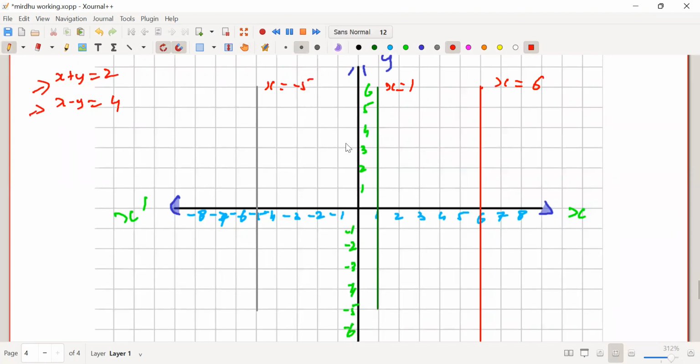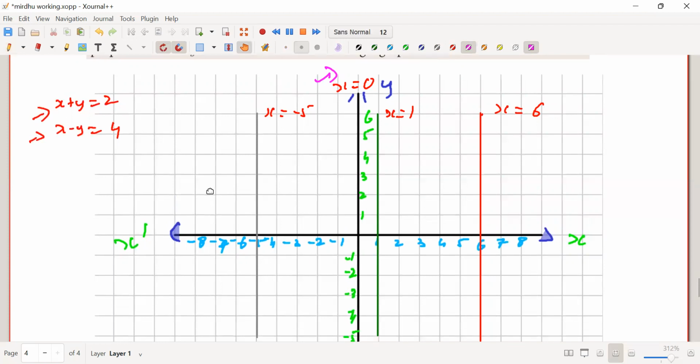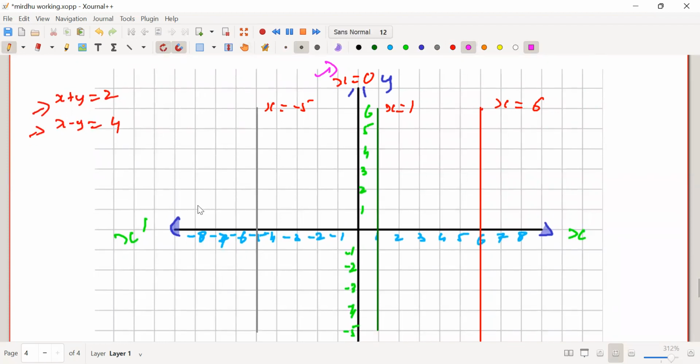So x equal to 0 would be this line, the y-axis. So the equation of the y-axis is x equal to 0. This is the equation of the y-axis. Similarly, the equation of y equal to 1, y equal to 2 would be the line which is parallel to the x-axis. Let's check.